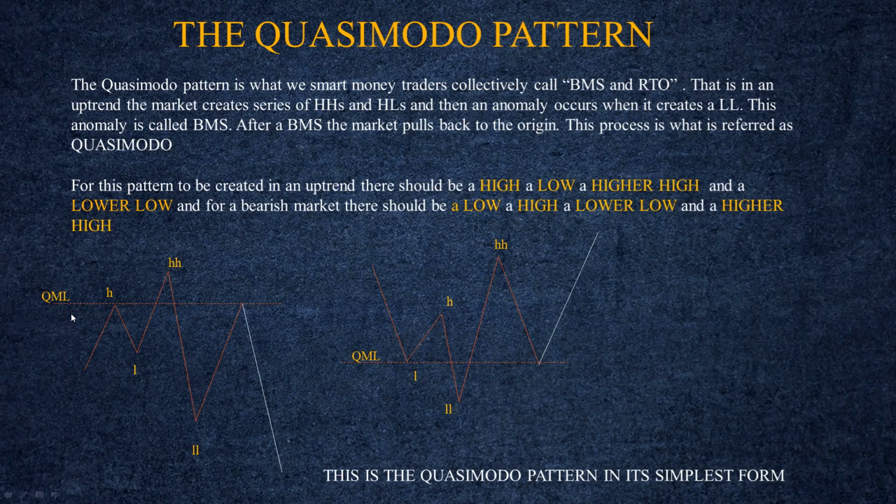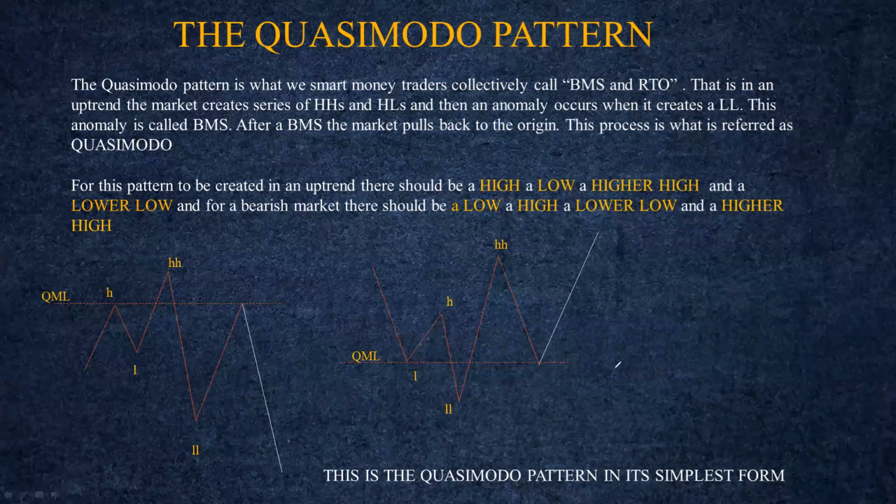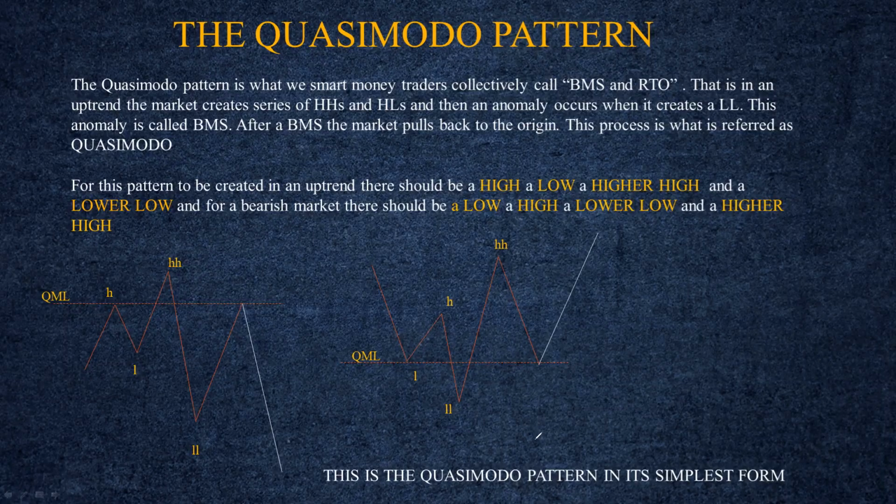the concept from Quasimodo reversal, which is a QMR, to the QMC, Quasimodo continuation, and then to the QMM, which is a manipulation. Okay, so we said that Quasimodo is almost the same as breaking market structure. When the market is in an uptrend, creating a series of higher highs and higher lows, that normally occurs when the market creates a lower low, which is the Quasimodo. So we have a high, a low, a higher high, then a lower low.